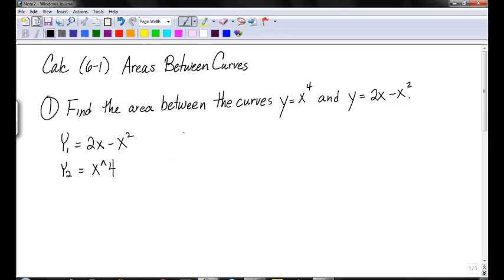The window I want you to use: for your x min, use -1. For your x max, we're going to zoom in quite a bit on this, do 2, x scale of 1. For your y, do -1 to 2 and scale 1. We'll take a minute and put that in. When you set your window, graph that first one so you see what it looks like.